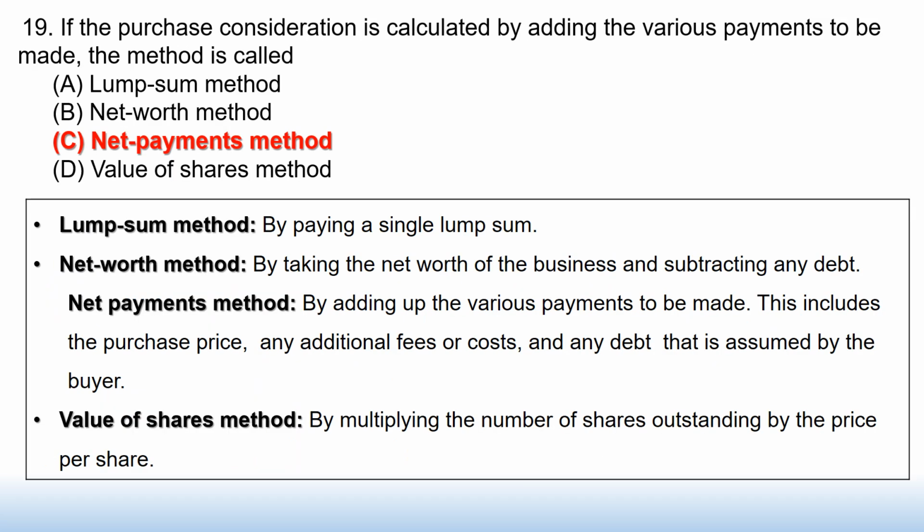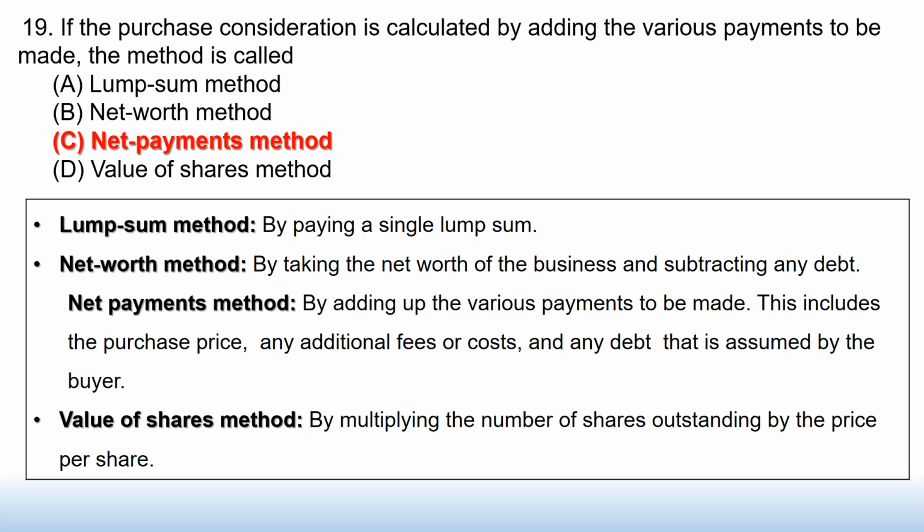If the purchase consideration is calculated by adding the various payments to be made, the method is called option A, lump sum method, B, net worth method, C, net payments method, D, value of shares method. Answer option C, net payments method. Lump sum method, it is by paying a single lump sum.